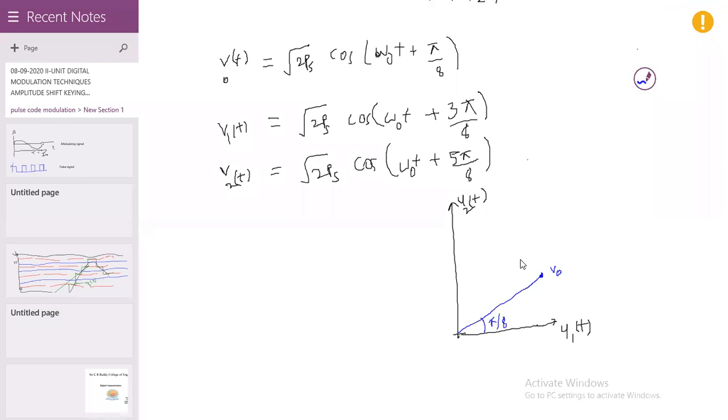Then what is the next one? The next one is 3 pi by 8. Here it is only up to 90 degrees. What is 3 pi by 8? Tell me. Is that less than 90 degrees or greater than 90 degrees? Please respond.